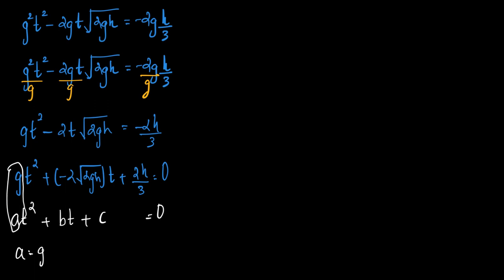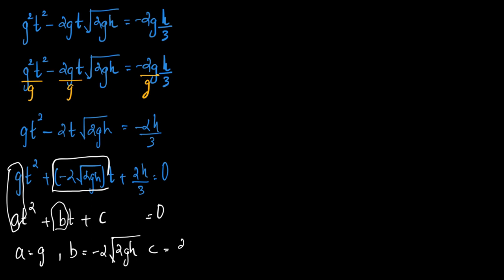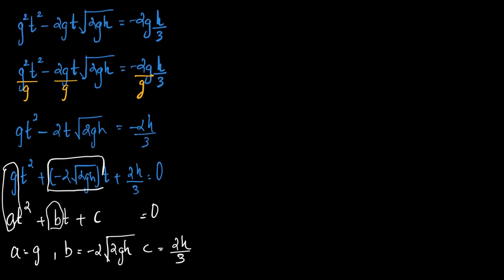So we have a is equal to g. Similarly, b is minus 2 into root of 2gh, and c here will be 2h by 3. Now that we have the quadratic equation in terms of t, what can we write? We can write that solution t is equal to minus b plus or minus root of b square minus 4ac, the whole upon 2a.